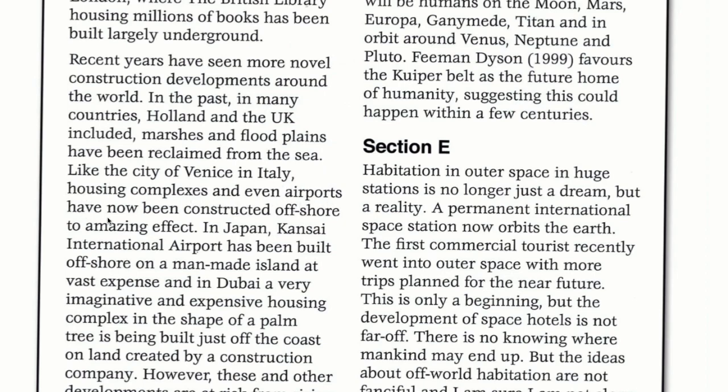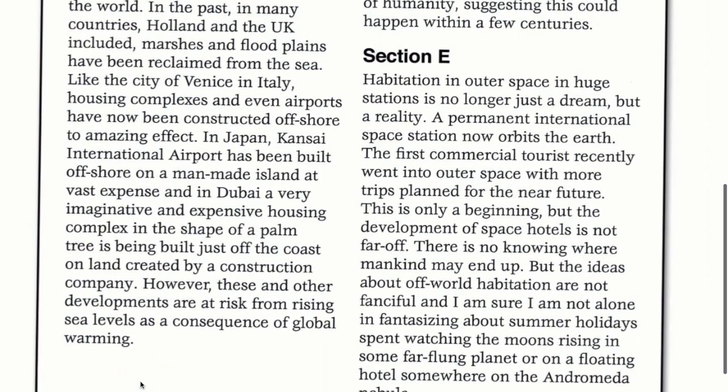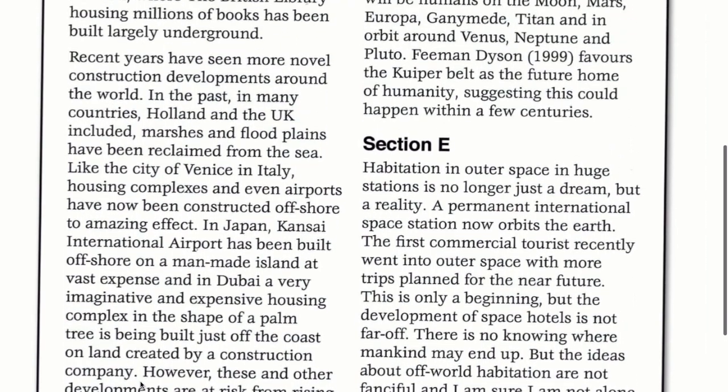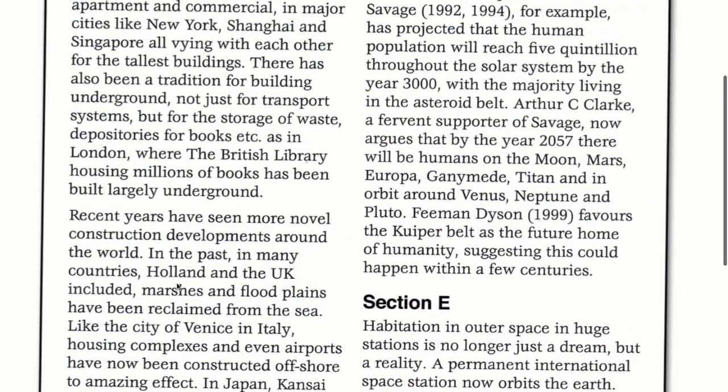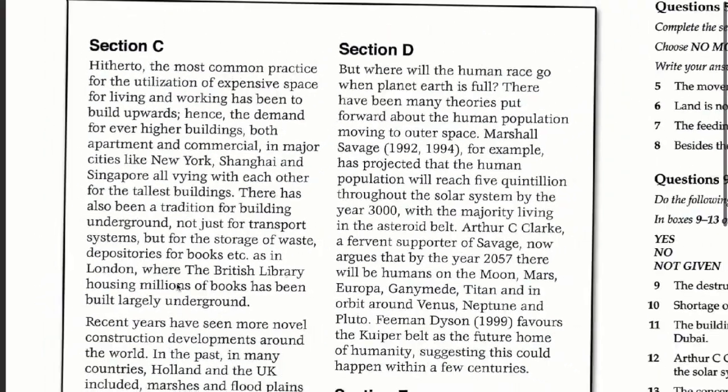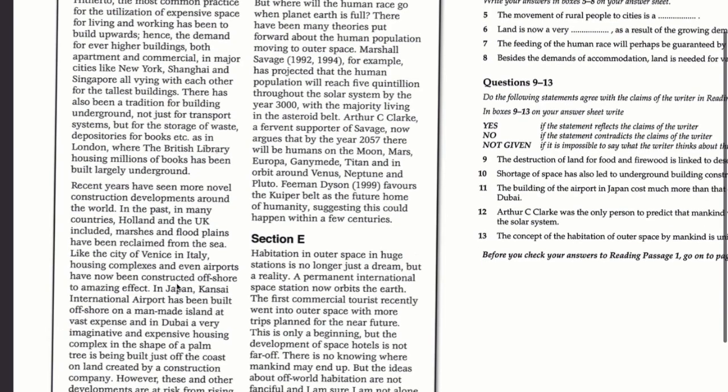Housing complexes and even airports have now been constructed offshore to amazing effect. In Japan, Kansai International Airport has been built offshore on a man-made island at vast expense, and in Dubai, a very imaginative and expensive housing complex in the shape of a palm tree is being built just off the coast on land created by a construction company. So even in this part, the details of the construction of an airport on an island state how the problem of paucity of land is being solved.